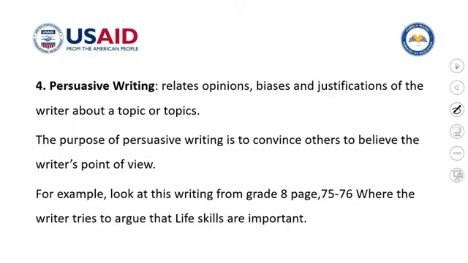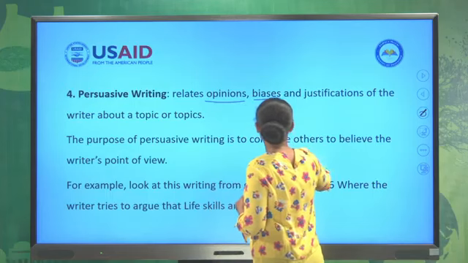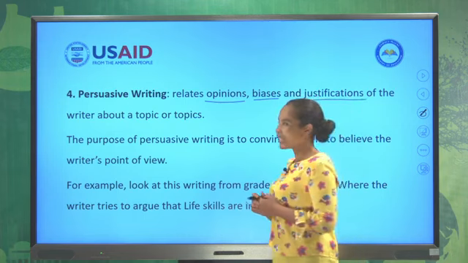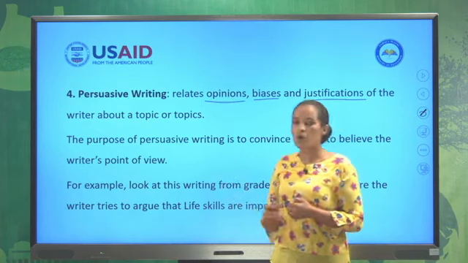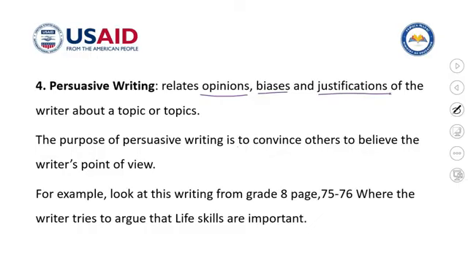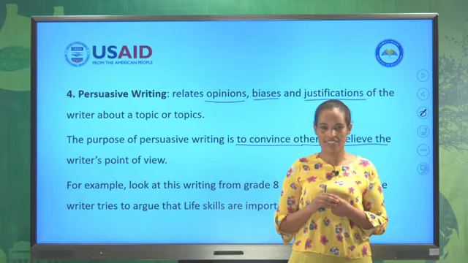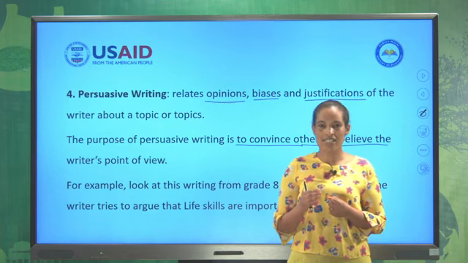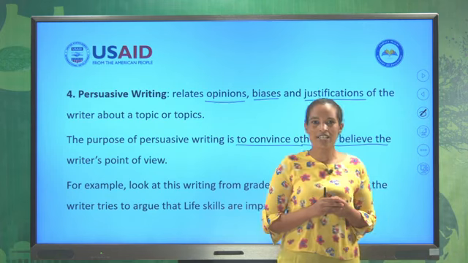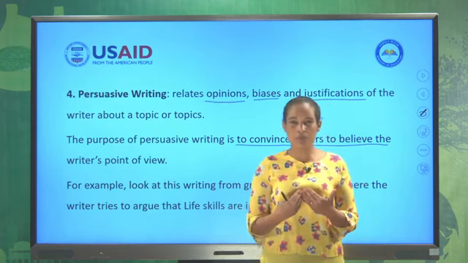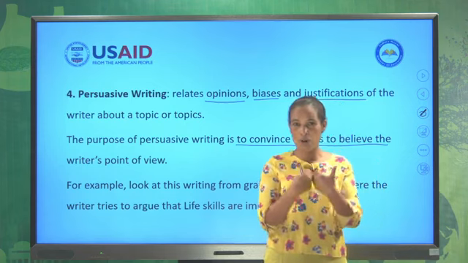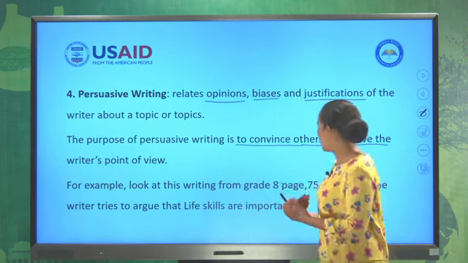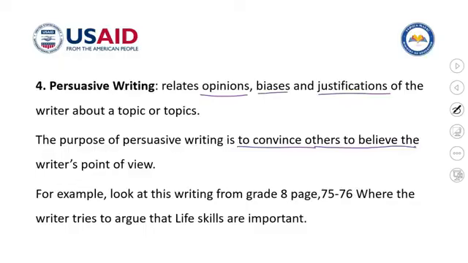From the name itself, persuasive means to convince someone. In this writing, the writer relates opinions, biases, and justifications about a topic or topics. Its objective is to convince others to believe the writer's point of view. When the writer writes a persuasive piece, he or she tries to convince the reader to accept his or her own idea, opinion. So, to believe the writer's point of view.